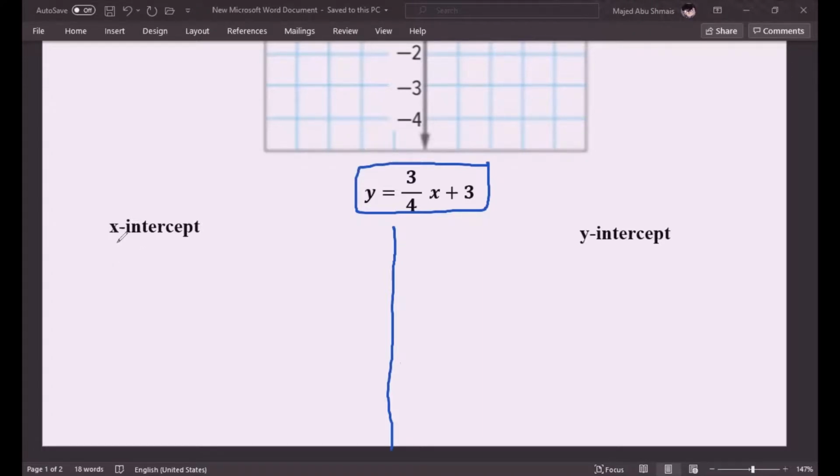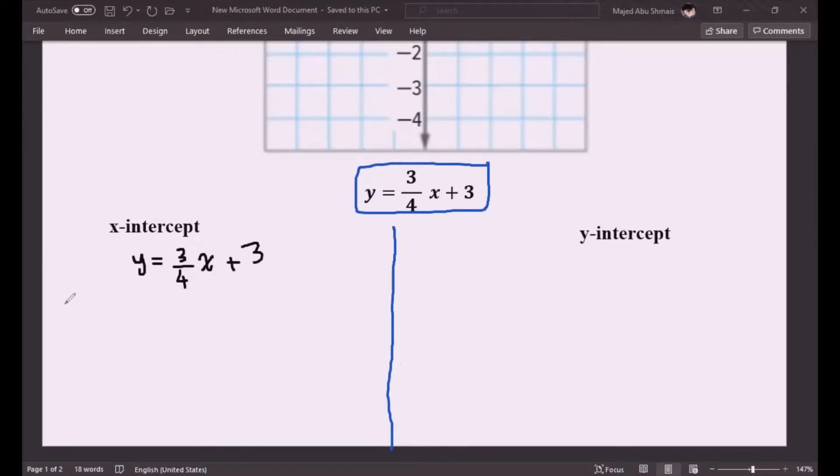Okay, let's first try to find the x-intercept. We need to rewrite the equation here. y equals 3/4 times x plus 3.